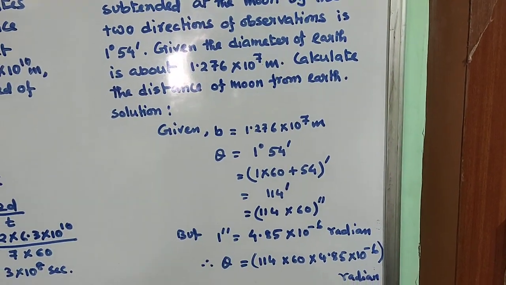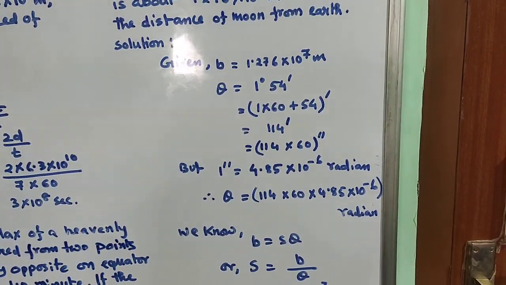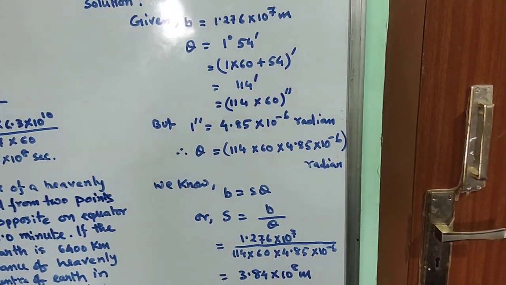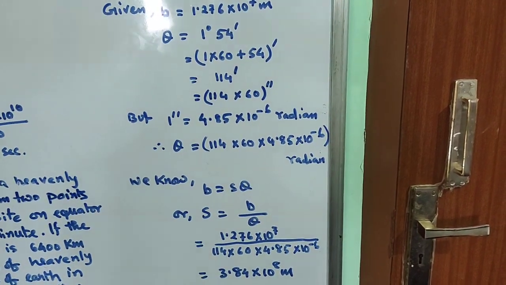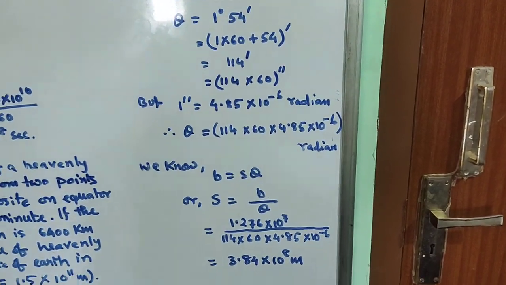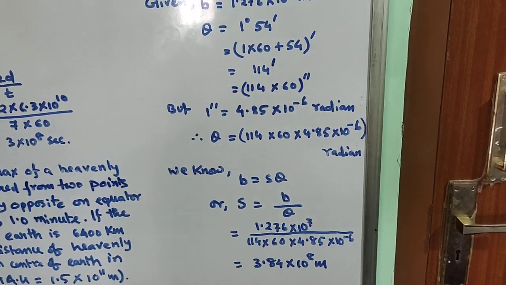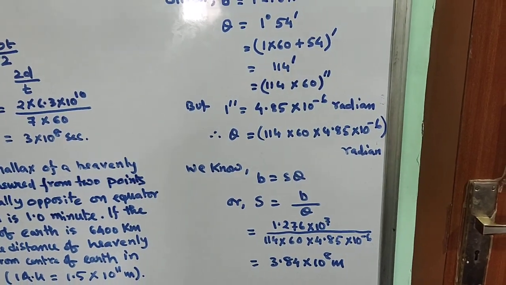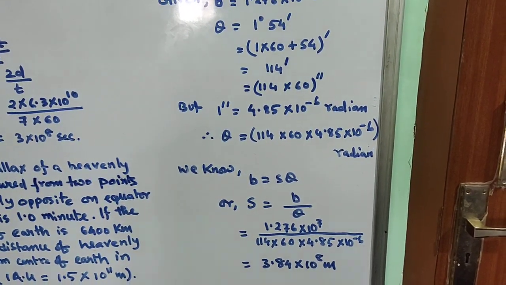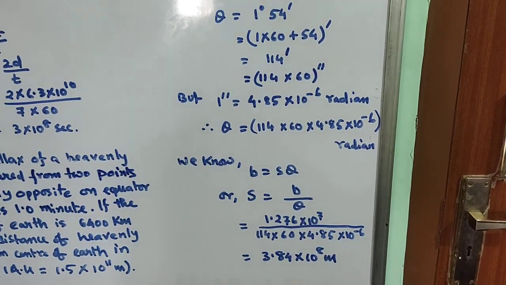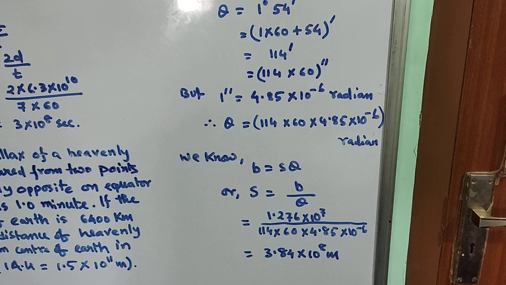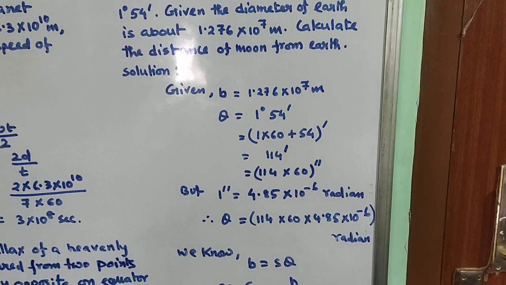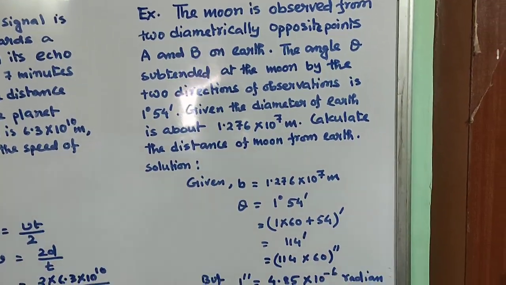What we have to find: calculate the distance of moon from earth. Here the object is the moon. So the value of B is 1.276 into 10 to the power 7, and theta is 114 into 60 into 4.85 into 10 to the power minus 6. So please go through this simplification part. I have written directly, it's 3.84 into 10 to the power 8 meter. So check the calculation, it's a very simple calculation. So S is nothing but 3.84 into 10 to the power 8 meter. That is the distance of moon from earth with this given data.